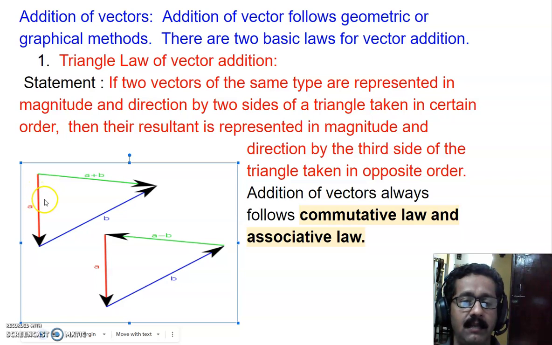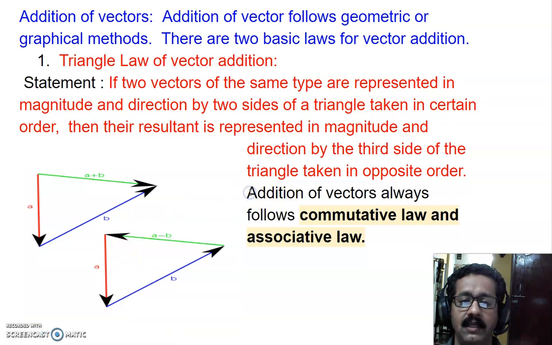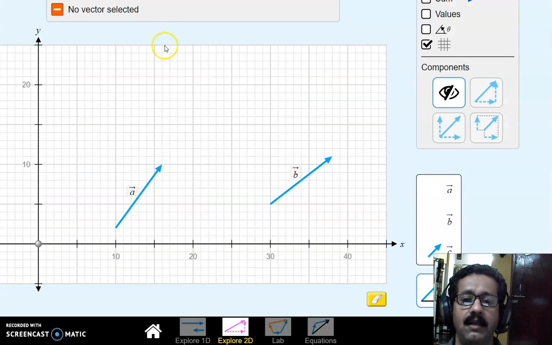Here in this first diagram I observe that vector A and vector B are in the anti-clockwise sense, so the addition will be in the clockwise manner. That is what I find. Whereas if you observe the next statement here, the addition of two vectors always follows the commutative law as well as the associative law. We will speak about the commutative and associative law a little later, but before that we will go for a very nice simulation of vector additions here.